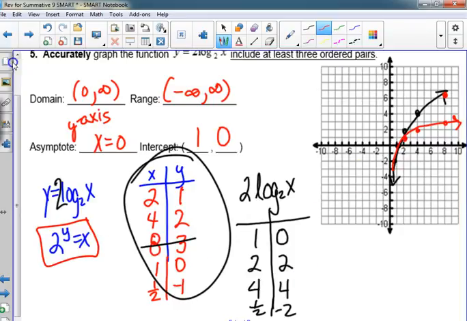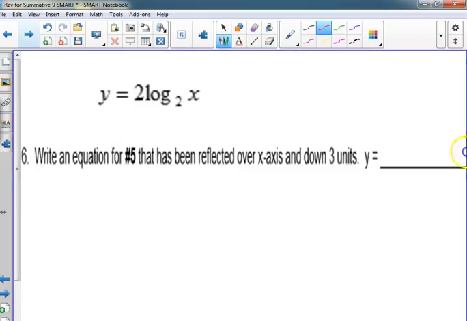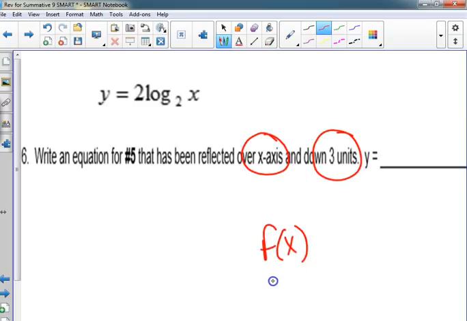Yep, that's a great question. What else, guys? Remember, I'm only doing what you ask. Number 6. Okay, this was the original question, and it says reflect it over the x-axis and move it down 3. So if it just said f of x, guys, what would those two things become? Negative in front, outside of it. Minus 3 outside. Okay, so we're doing that to this. Ideas?